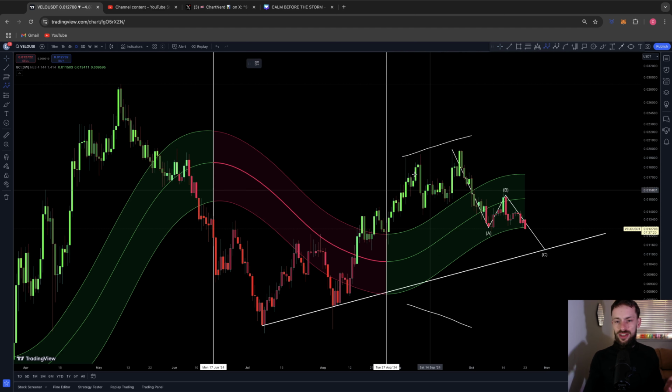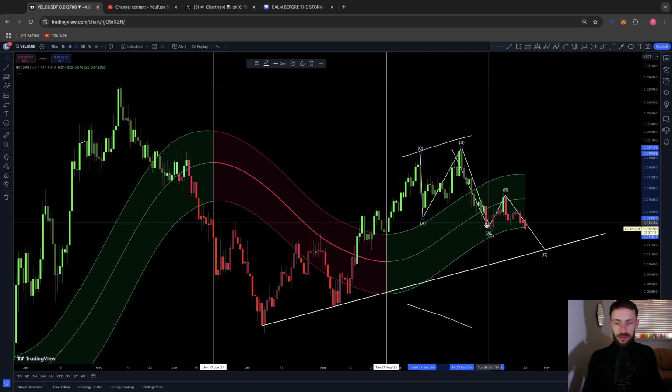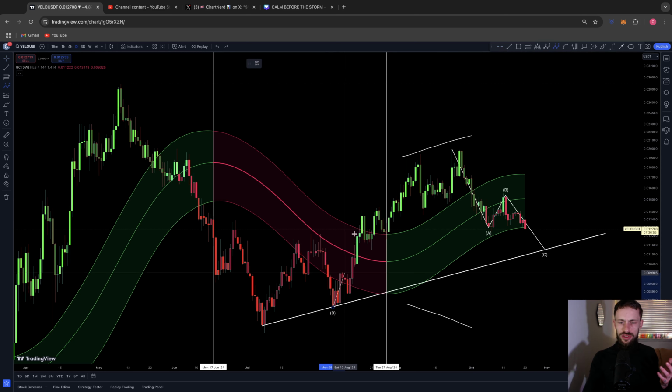This potentially in itself was something I was analyzing before, where we had an expanded flat where this was an A, this was a B, and this was a C. But really and truly, if we do sweep this low, that invalidates that theory, and this from this local top here, which in fact was the local high of this recent move, could then indicate this is the ABC for VELO. And what we previously had from this low was some sort of wave 1.